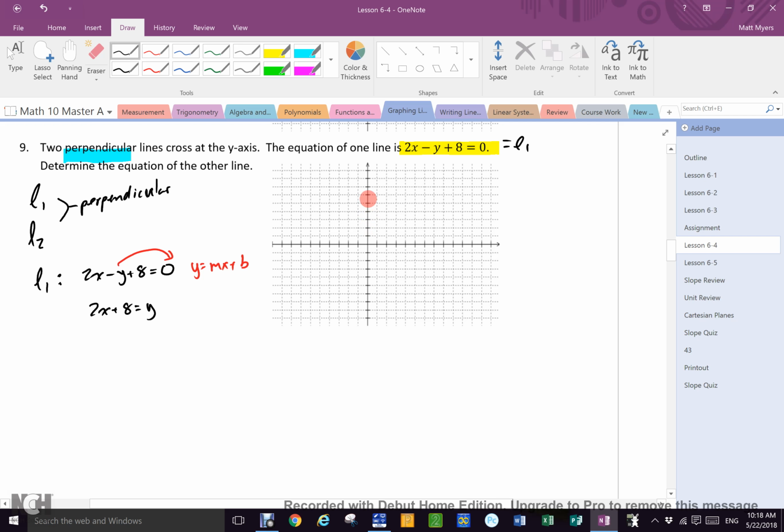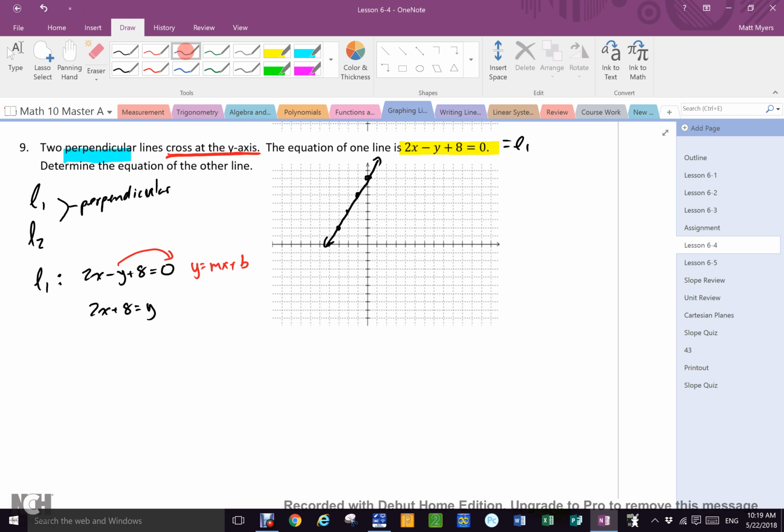1, 2, 3, 4, 5, 6, 7, 8. What's my slope? 2. How do I do slope? Rise over run. So down 2, left 1. And there's my line, correct? What do I know about line 2? Line 2 does something with line 1. What does it do? What do they do?